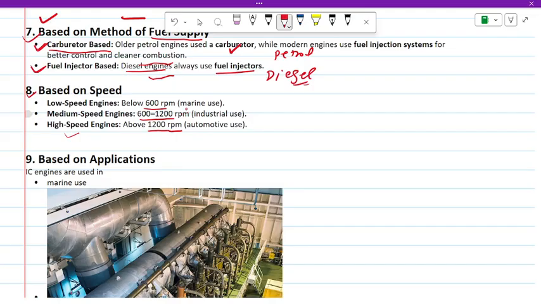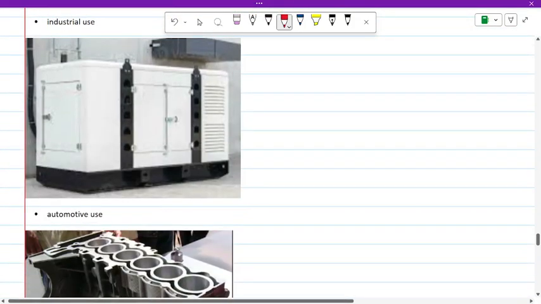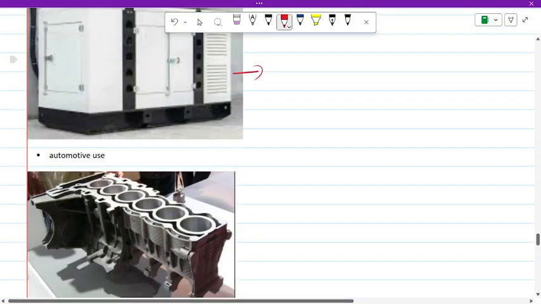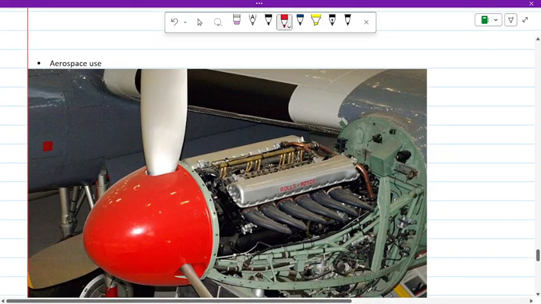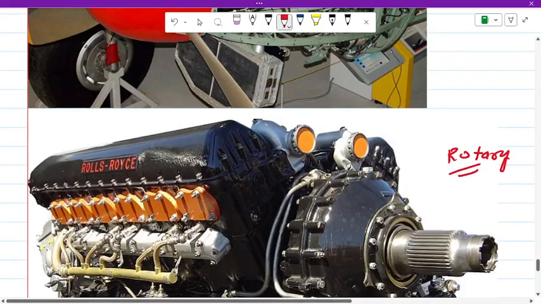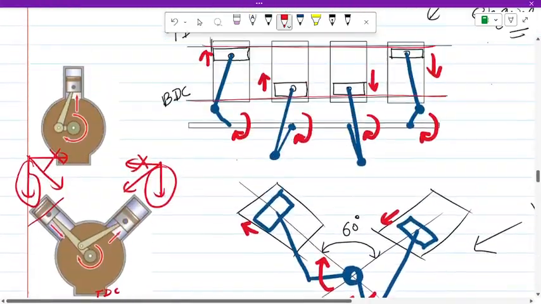Based on speed, if it is below 600 rpm, rotations per minute, it is low speed, used in marine and industrial use. Automotive use is above 1200 rpm. Based on application: marine use, industrial use like generators, diesel generators, and then automotive use, meaning automobiles, vehicles, vans, heavy vehicles, etc. Then aerospace use also. Okay, these are the classification of IC engines. Thank you.